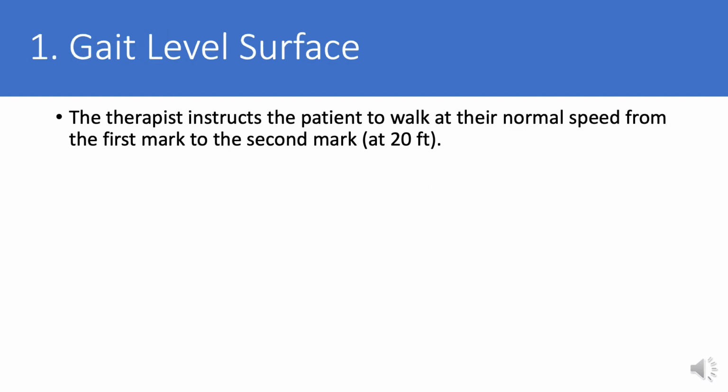The first out of the 10 assessments will be a surface that is level with the ground, or level with the gait of the patient themselves. It's simply the therapist instructs the patient to walk at a normal speed from the first mark to the second mark, which is 20 feet away.